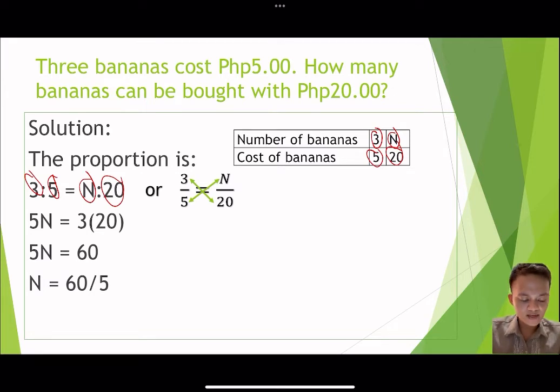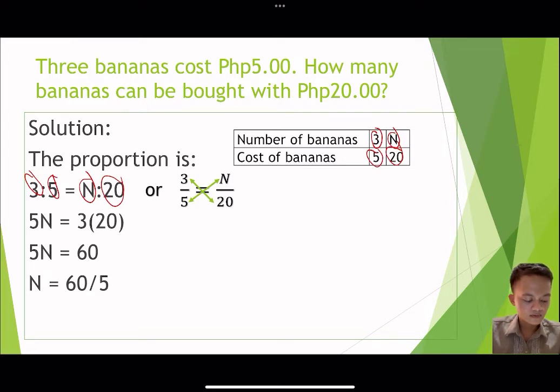That's it. But, we can check our answer. So, to check, balik tayo dun sa ating original proportion, which is 3:5 equals n:20. Wherein yung n natin is 12 bananas. So, meron tayong tinatawag na extremes sa ating proportion and means. Extremes ay yung nandoon sa dulo, which are yung 3 and 20, at yung means naman ay 5 and 12.